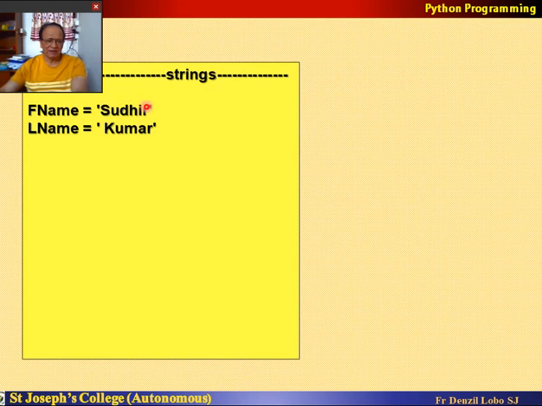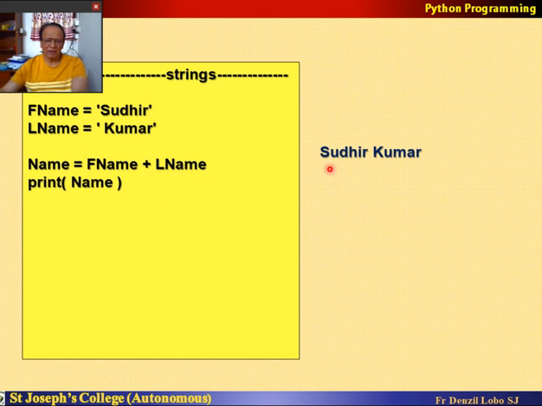Here I've assigned Sudhir to f name and Kumar to l name. So I say name is equal to f name plus l name, concatenating these two, and print name. Let's see what happens. Immediately it prints Sudhir Kumar. As you see here, I have left a space. Suppose I were not to leave a space, Kumar would have come just after r. So this is how you concatenate two strings.